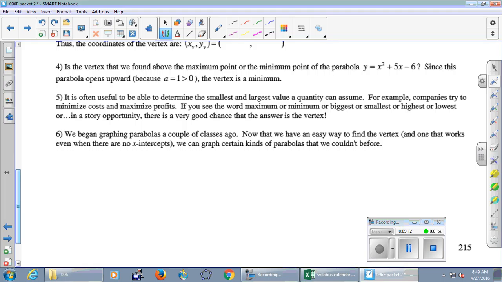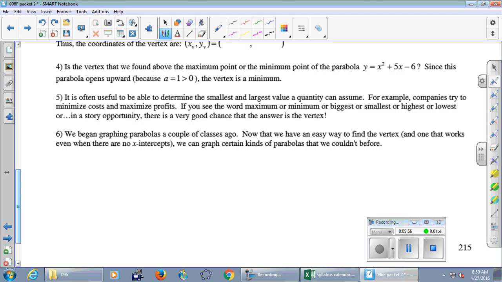So here it is. For example, companies try to minimize costs, right? That might be something your boss would want you to do. How can we minimize the costs? Okay, hey, look, this is a minimum point for parabolas that open upwards, right? So if somehow the cost function were represented by a parabola, then minimizing costs is the same problem as finding the vertex, right? And on the flip side, maybe we want to maximize profits. So perhaps your profit function is a parabola that opens down. And how would you maximize profits? What would you find? The vertex. So if you see the word maximum or minimum or biggest or smallest or highest or lowest or any synonym for those two words, that's our way of saying find the vertex, right?